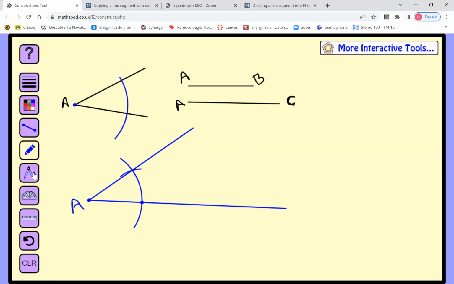Now let me measure. So let me unlock this. Let me measure my segment AB. I'll move my pencil like this. I'm gonna measure my segment AB and I'm gonna lock it. And I'm gonna center my compass at A and then boom, I'm gonna make that arc. Now this point, let me call it B, right? Where it intersects.